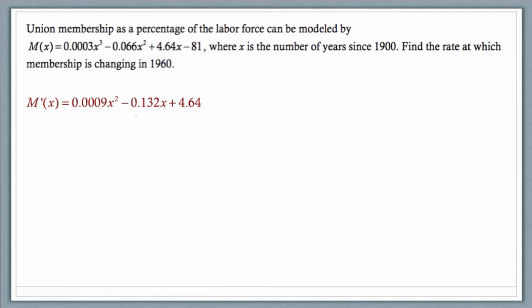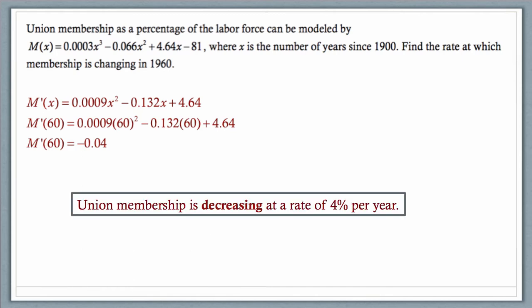Now that I have the first derivative, I can find the rate at which membership is changing at a specific point. So if I'm looking at 1960, that means I'm looking at x equals 60. So the derivative at 60 is equal to negative 0.04. If union membership is represented as a percent, that means that the union membership is decreasing, since it's negative, at a rate of 4% per year.